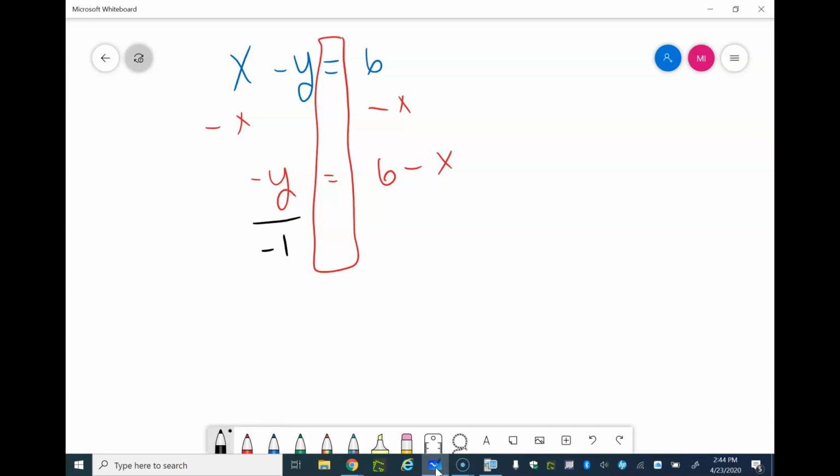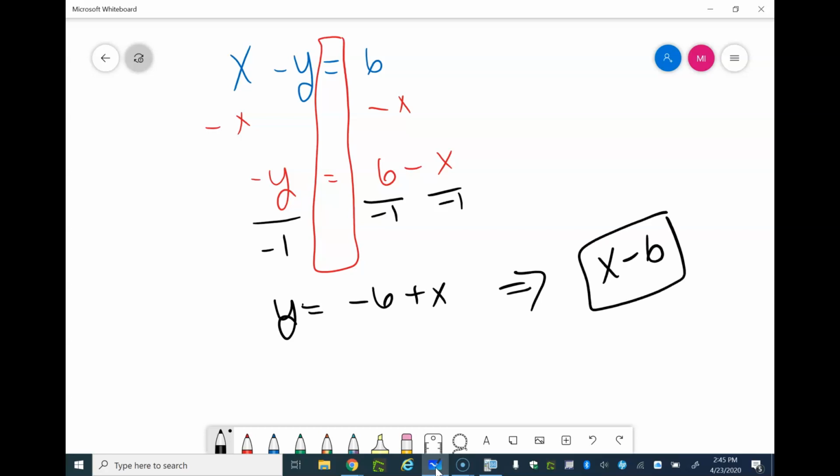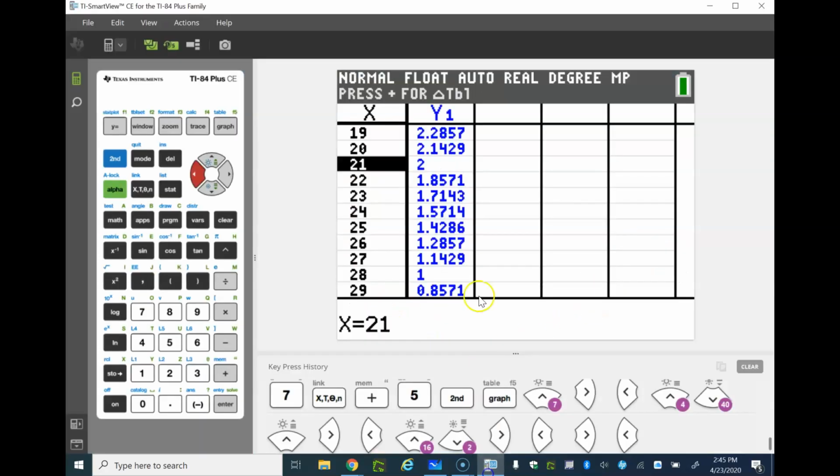So I'm going to divide by -1 to get rid of that negative in front of the y, because there is an understood 1 in front of this y. So y is equal to -6 plus x. And again, if you want to change it around, it's just going to be x minus 6. So it does not matter which one you use. Both of them are correct. It's just the way you like to see it. This, again, is going to be your typical slope-intercept form of y equals mx plus b. So I'm going to go ahead and type this in the calculator.